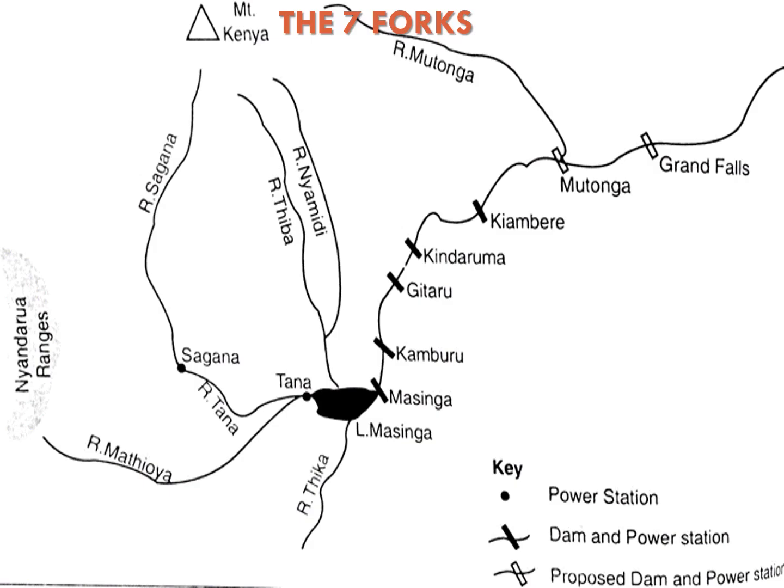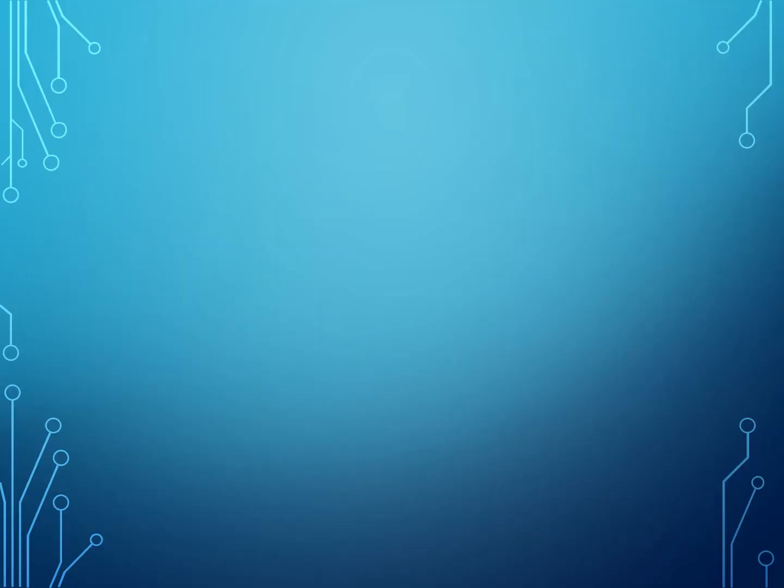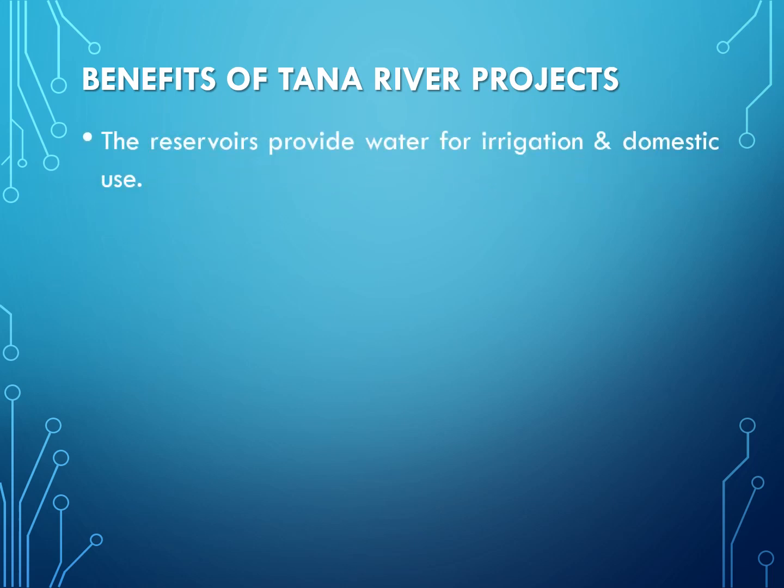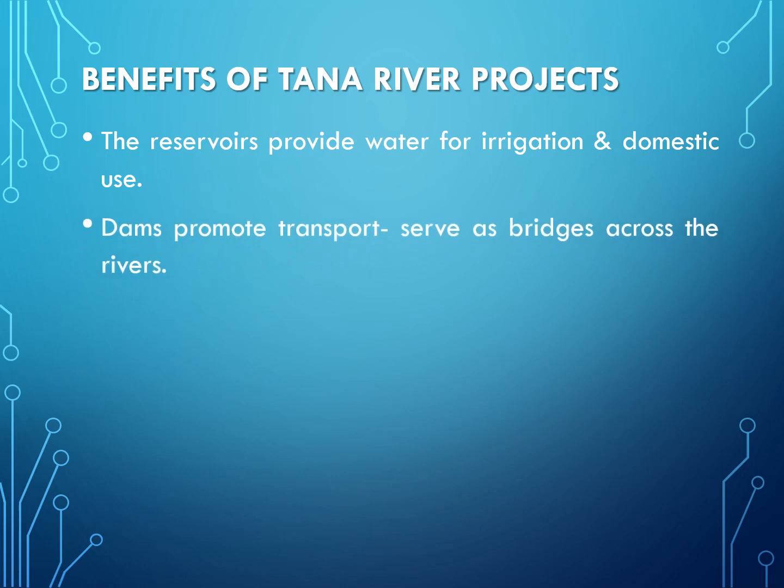So let us look at the benefits that Kenya has accrued from the Seven Forks dams along the Tana River. One is that the reservoirs provide water for irrigation and domestic use. We have looked at the case of Masinga, where the waters of the dam are used for irrigation and also for fishing, among other purposes. Then the dams also promote transport. They serve as bridges across rivers, which probably would not have been navigable, but because of the damming, you can easily cross the river using a canoe or so.